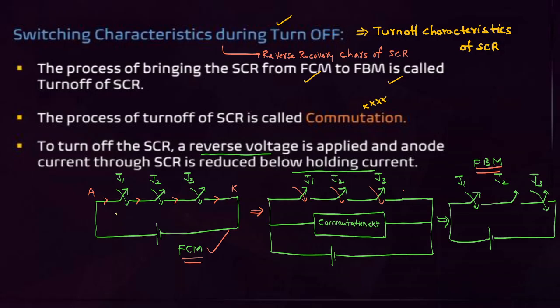It's very important. We know that to turn off the SCR, students, you have to apply reverse voltage and the current is reduced below some minimum value of current. That current is called holding current. We are bringing the SCR from forward conduction mode to forward blocking mode by applying the reverse voltage. That is nothing but turn off of SCR.